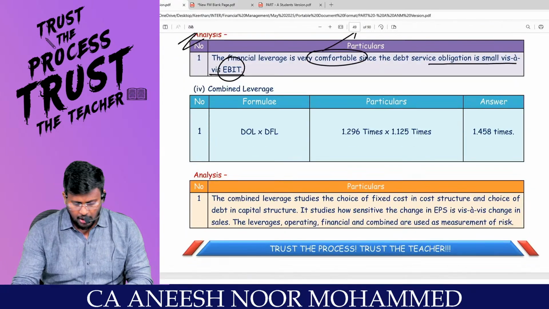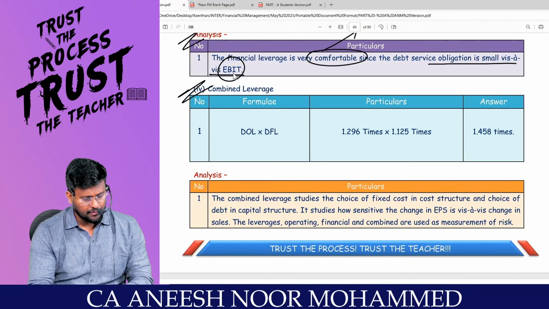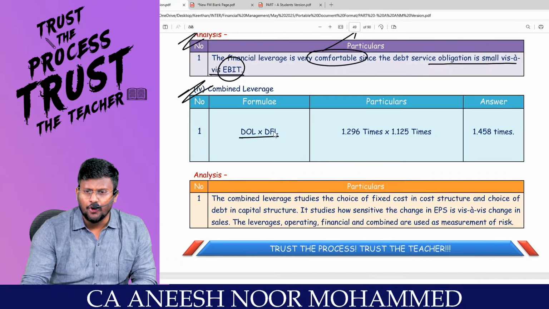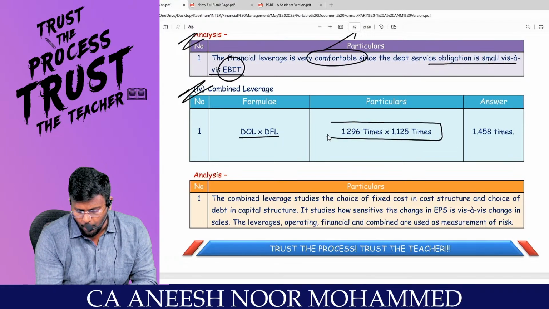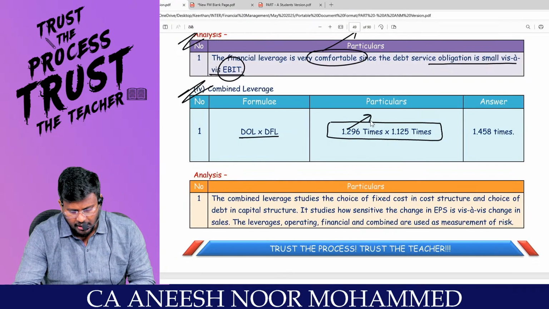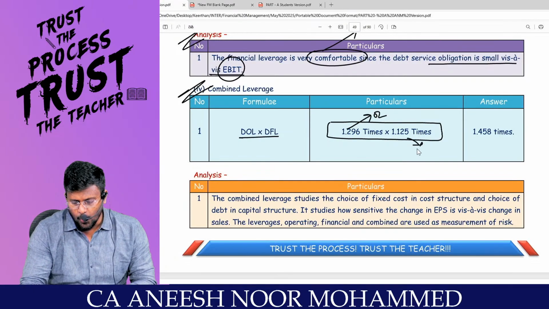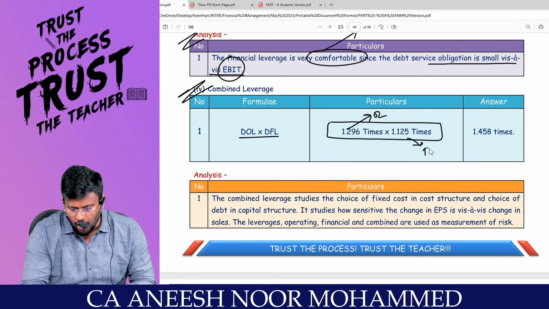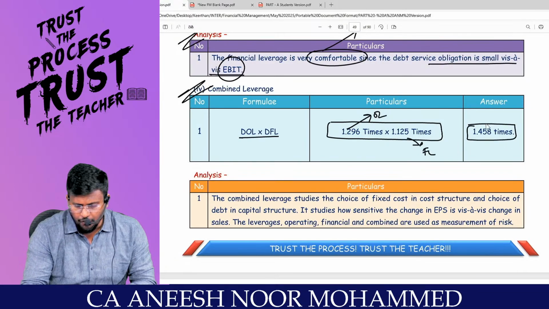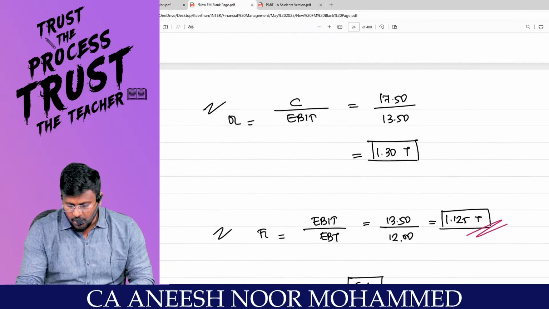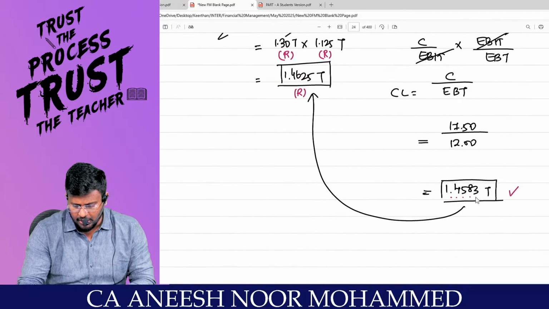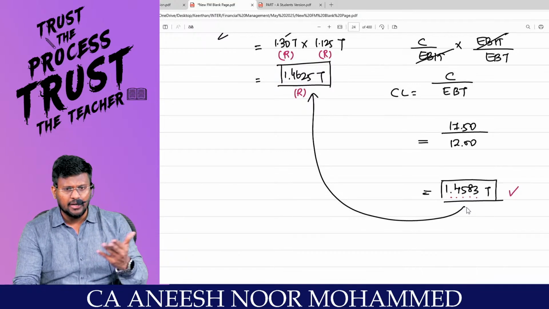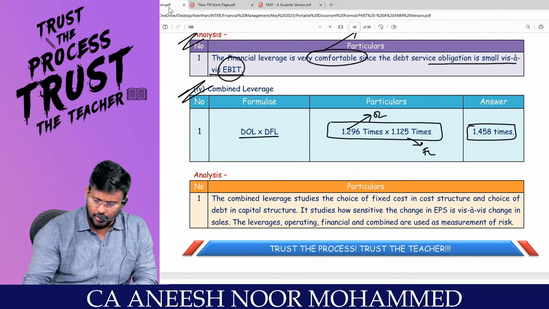Now I am computing the combined leverage, which is nothing but degree of operating leverage into degree of financial leverage. They took the full figure 1.296, the degree of operating leverage, and 1.125, the degree of financial leverage, and got 1.458 times. We also calculated 1.458. They have stopped at 3 decimals. We have written 4 decimals. Are you with me?